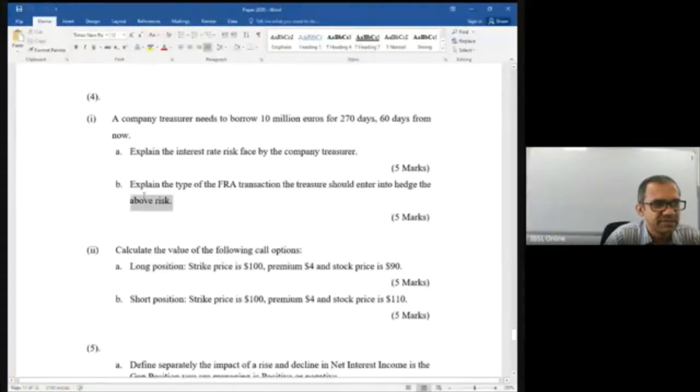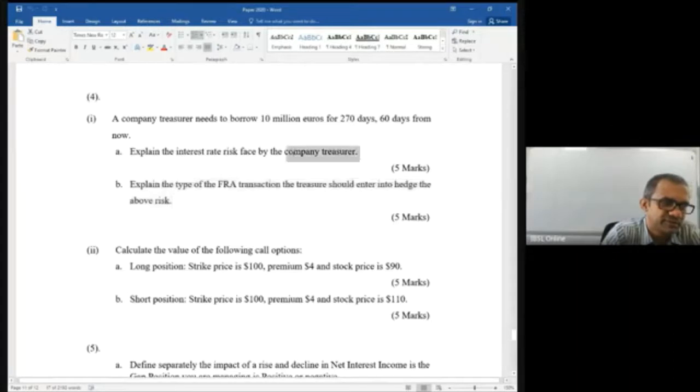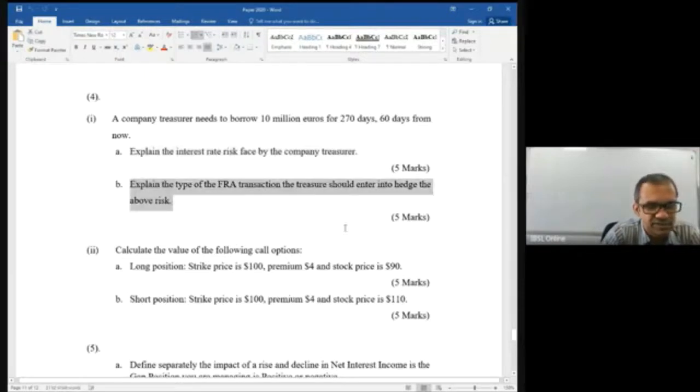Okay, we were discussing this part B. The question is, what is the type of the transaction? The product is given: FRA, forward rate agreement transaction. The treasurer should enter into it to hedge that risk. So this is important: first, we have to identify the risk properly. What is the risk? Then only can you discuss how to hedge it. So you should be able to identify the risk, the answer to the first question, properly. Then only can you answer the second part.